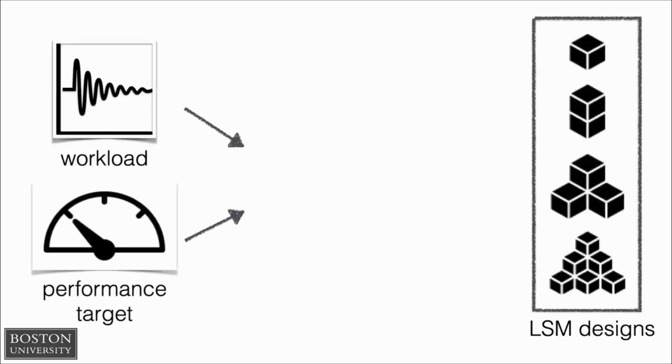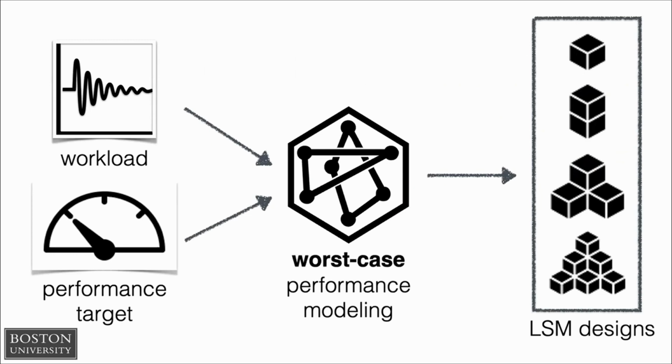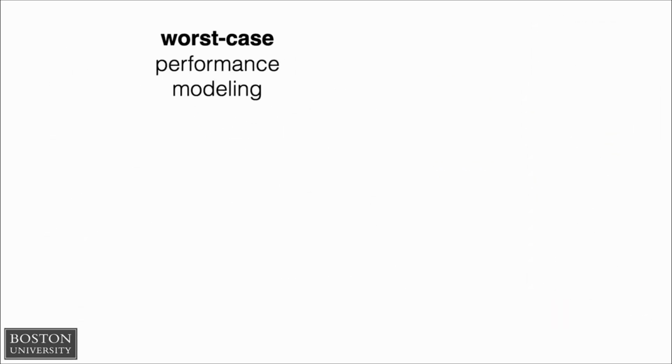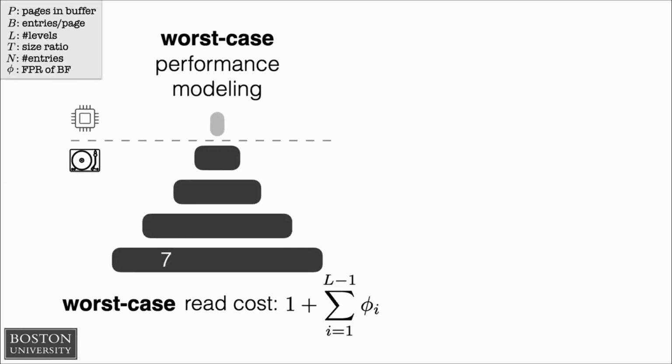Now, when we're doing performance modeling, we're using the workload and the performance targets that we might have, and we're using a cost model, right? So what are these cost models? Essentially, they are worst case cost models. And what do I mean by that? So worst case performance modeling, for example, if we have a point query, assumes that the answer would be on the last level, which means that in the actual equation, the cost of this query is 1 IO for the last level plus a false positive for each one of the other levels.